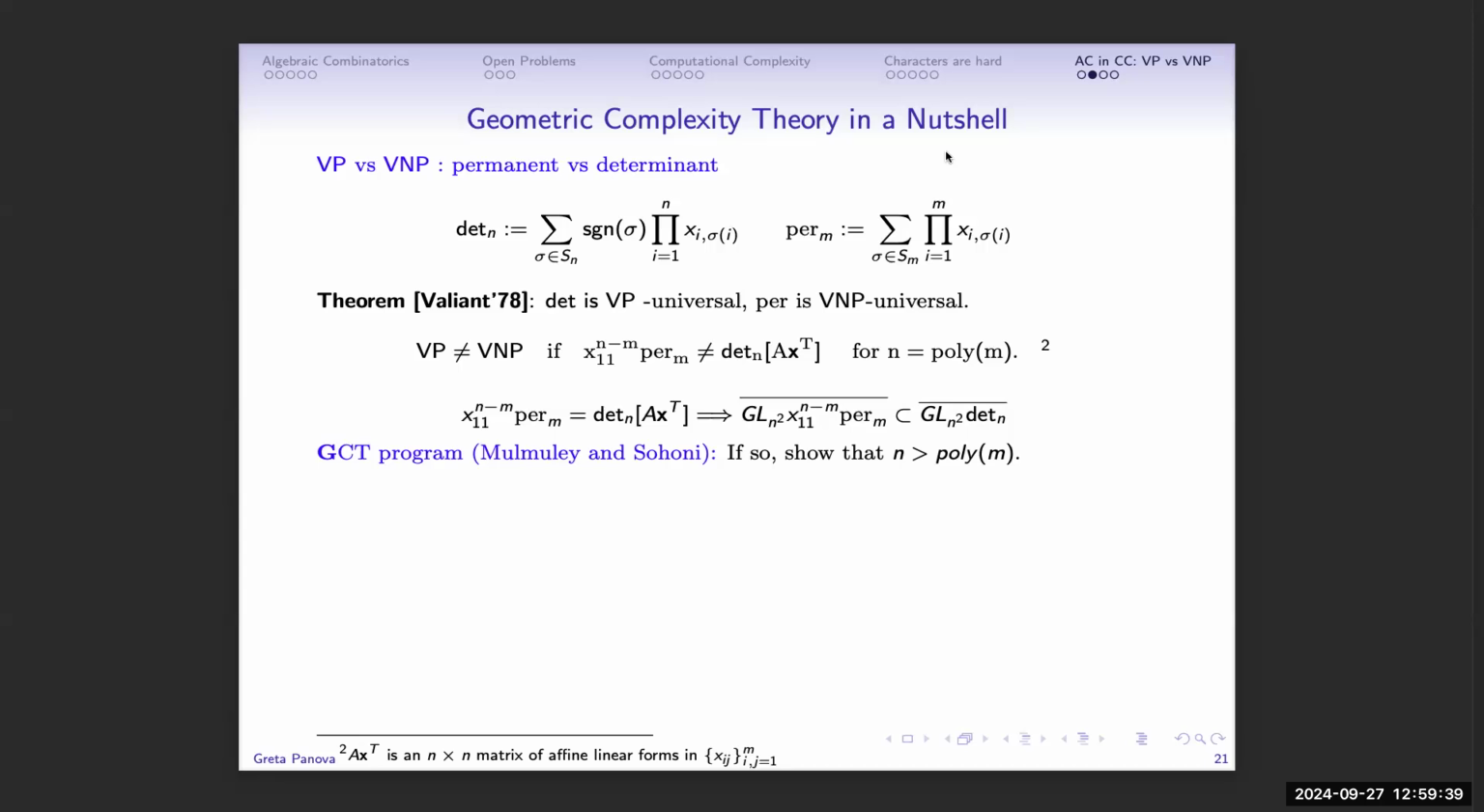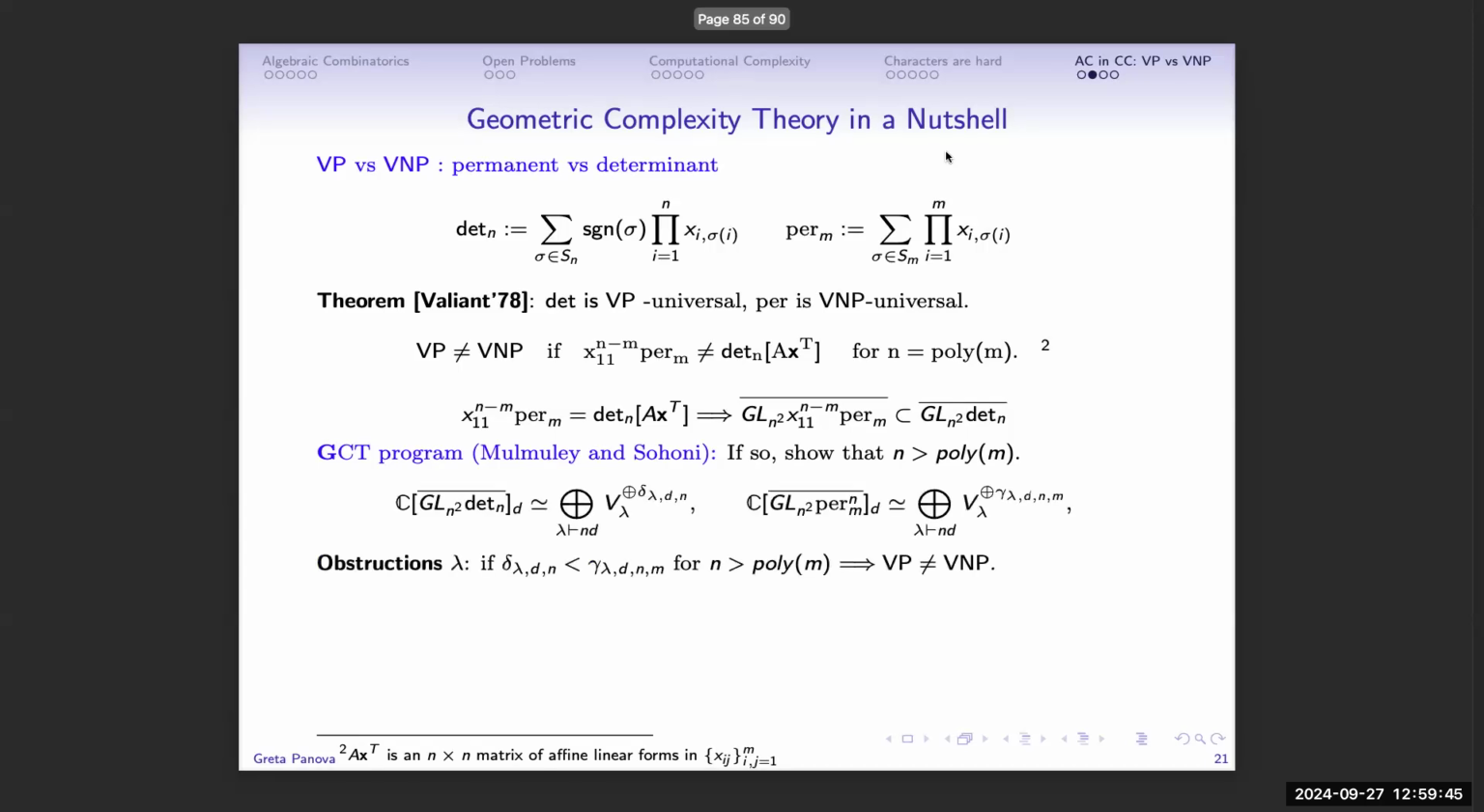These are actually algebraic varieties, and you can use algebraic geometry to study them. Basically, it boils down to showing that the coordinate rings of the orbit closures are actually modules of the general linear group. They can be decomposed into irreducibles, and now you want to compare them. All you need to do is find some irreducible representation which shows with a smaller multiplicity in one versus the other, then you have no containment possible. And those representations are called obstructions.